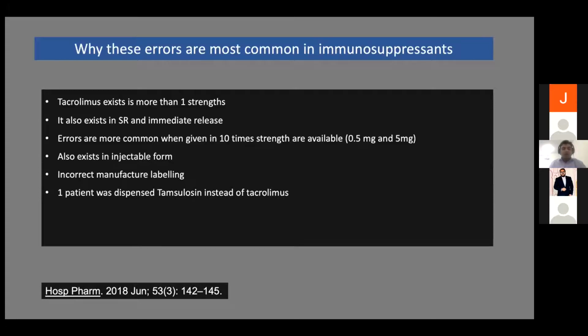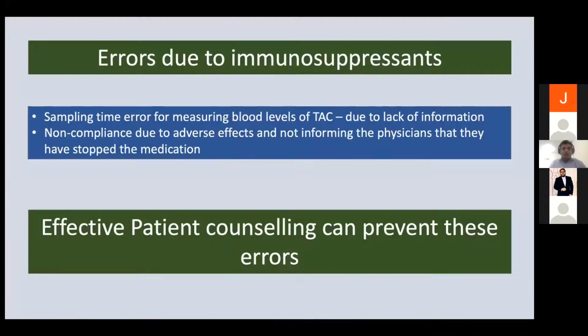In this study, they have quoted that one patient was dispensed tamsulosin instead of tacrolimus. And one patient was dispensed finasteride, known by the brand name Proscar, the leading brand, instead of tacrolimus, Prograf. And the sampling time is one more error which can happen.